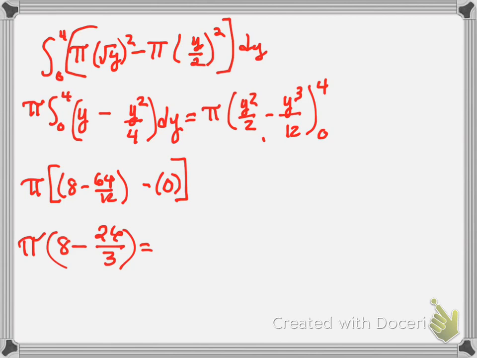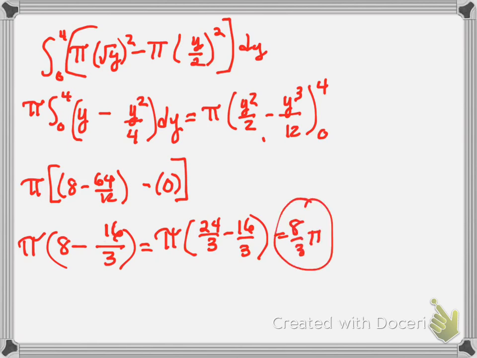All right, so I made a mistake here on this 26. 64 divided by 4 would not be 26, it would be 16. Thank goodness, because that makes the problem come out with a positive area or volume, which we would want to happen. So that's going to be 24 thirds for the 8 minus 16 thirds, which is equal to 8 thirds pi. So 8 thirds times pi represents the volume of that figure.